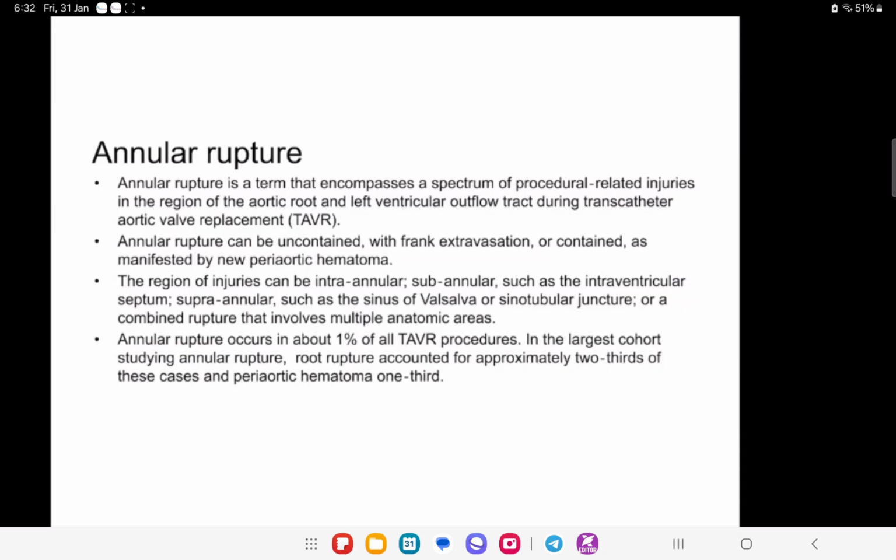It occurs in about 1% of all TAVR procedures. In the largest cohort studying annular rupture, root rupture accounted for approximately 2/3 of these cases, and periaortic hematoma 1/3.